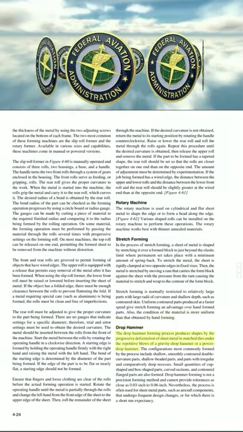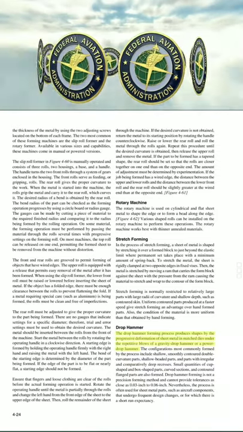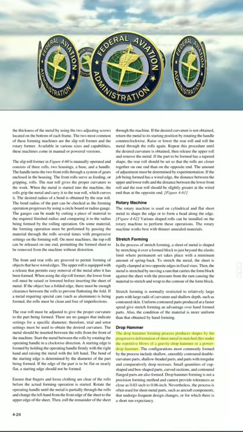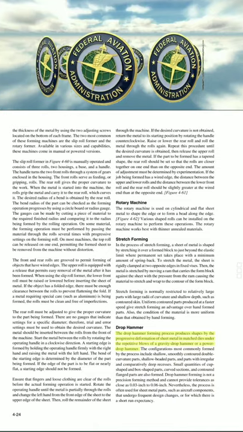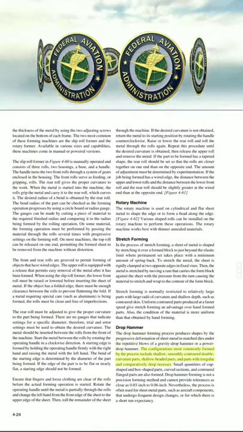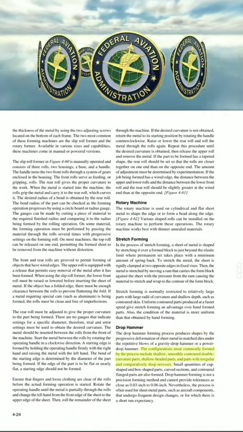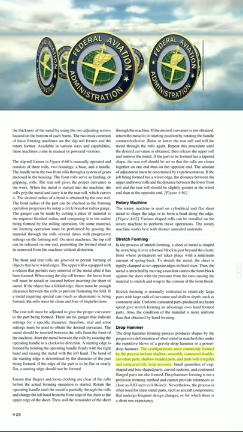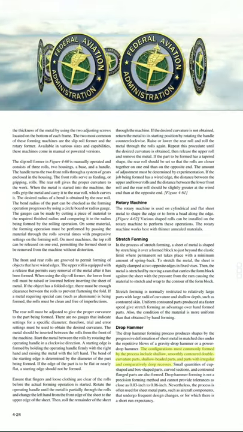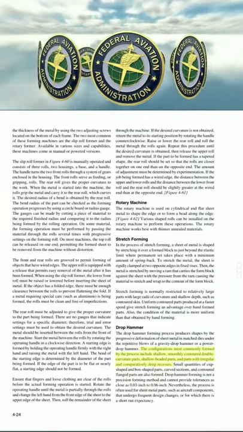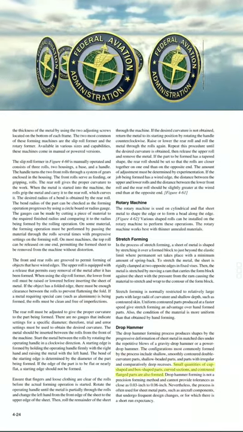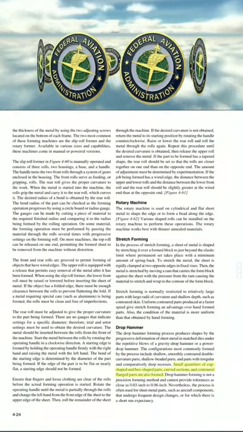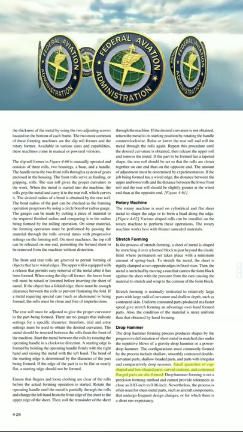Drop hammer. The drop hammer forming process produces shapes by the progressive deformation of sheet metal and matched dies under the repetitive blows of a gravity drop hammer or a power drop hammer. The configurations most commonly formed by the process include shallow, smoothly contoured double curvature parts, shallow beaded parts, and parts with irregular and comparatively deep recesses. Small quantities of cup-shaped and box-shaped parts, curved sections, and contoured flanged parts are also formed.